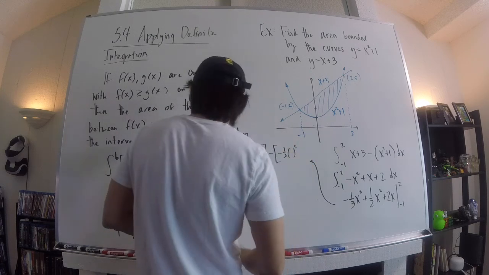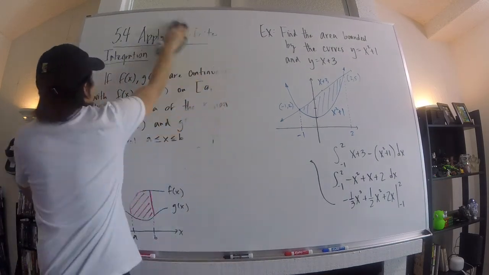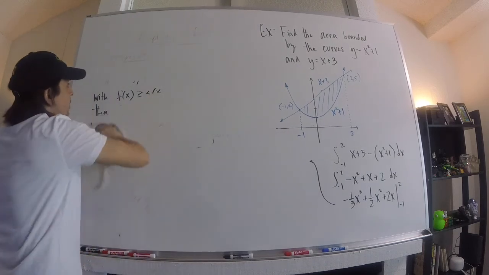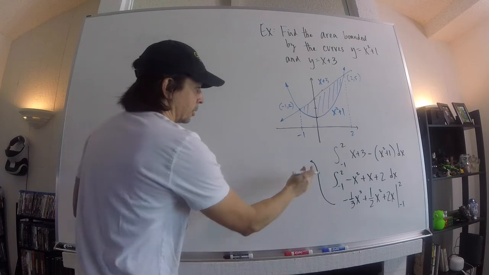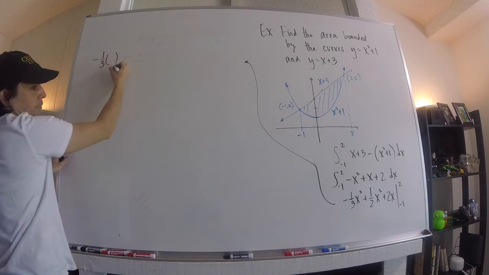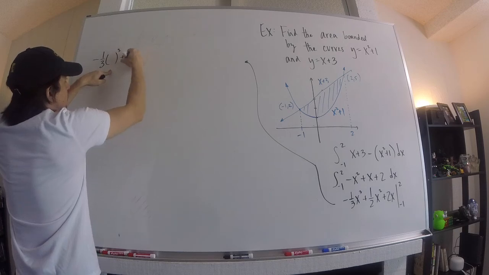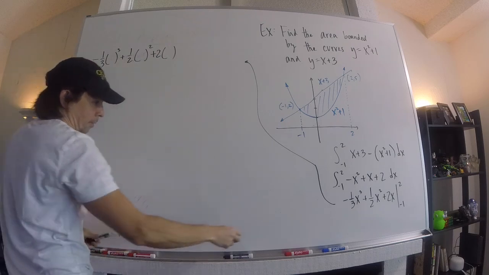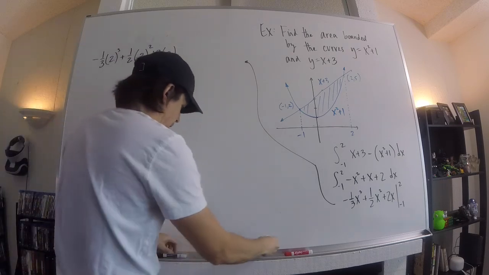I don't have enough room. Alright, hold on. I'm going to make some room and write bigger for you. Let's get rid of all this. Alright. Here's my antiderivative. I'm going to plug in the upper bound of 2. Then I'll plug in my lower bound of negative 1.